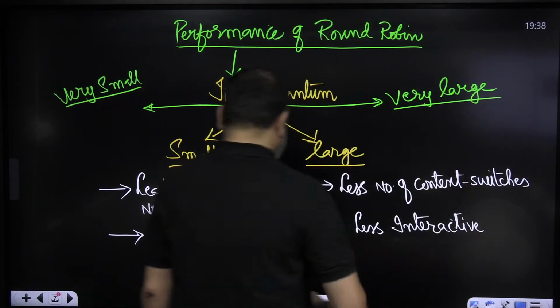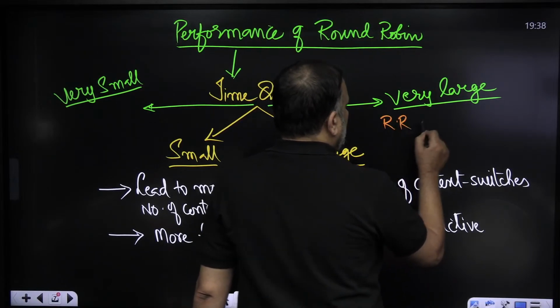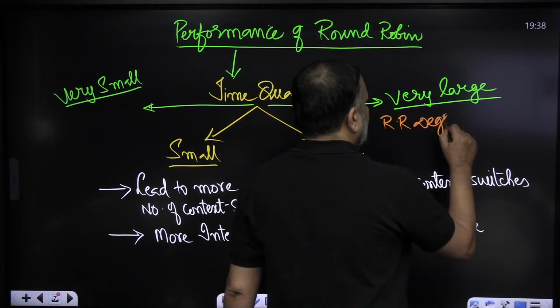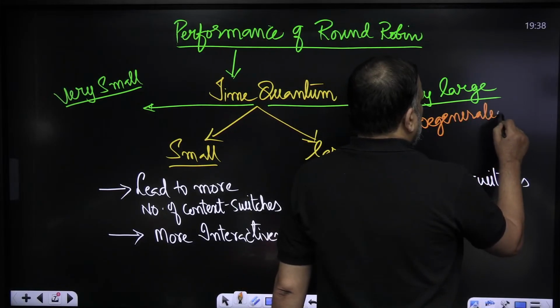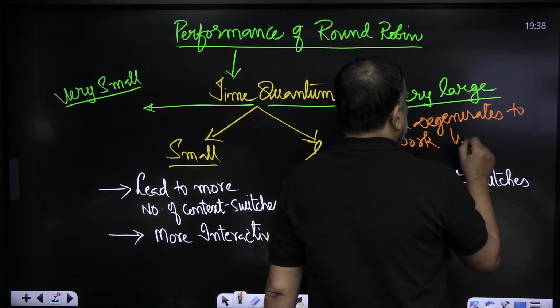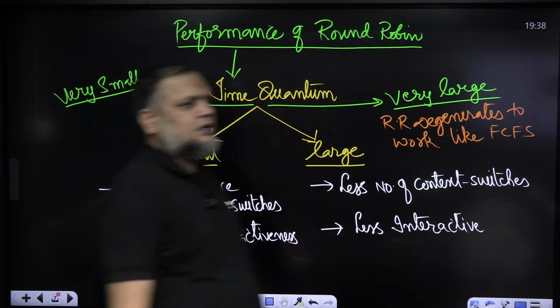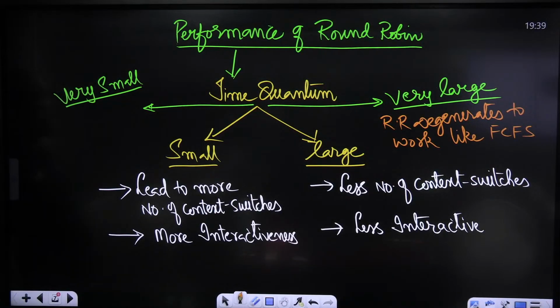If the time quantum becomes very large, round robin degenerates to work like first come first serve. Degenerates to work like FCFS. Is it not? It will work exactly like FCFS, which is not at all an interactive system.